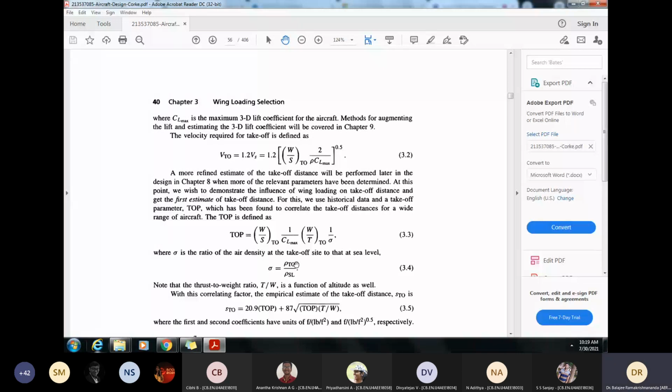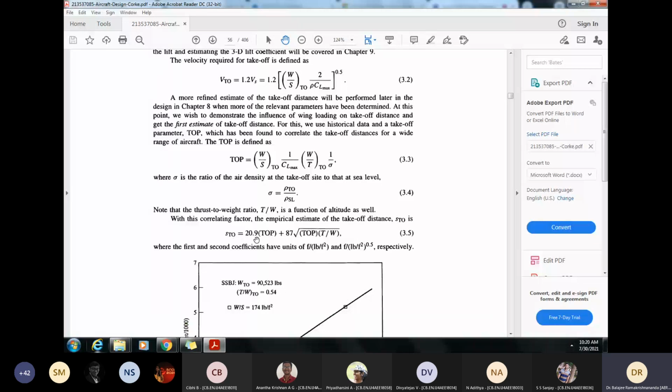All right. Now you have a formula like this: STO is 20.9 times the takeoff parameter, plus the other terms. You should keep in mind that T by W is non-dimensional, 1 by sigma is also non-dimensional, and CL max is non-dimensional, but wing loading has a dimension. Okay. Why is T by W non-dimensional?